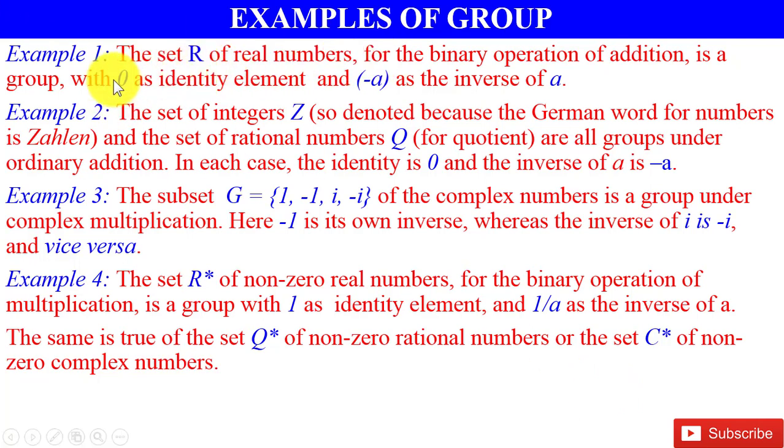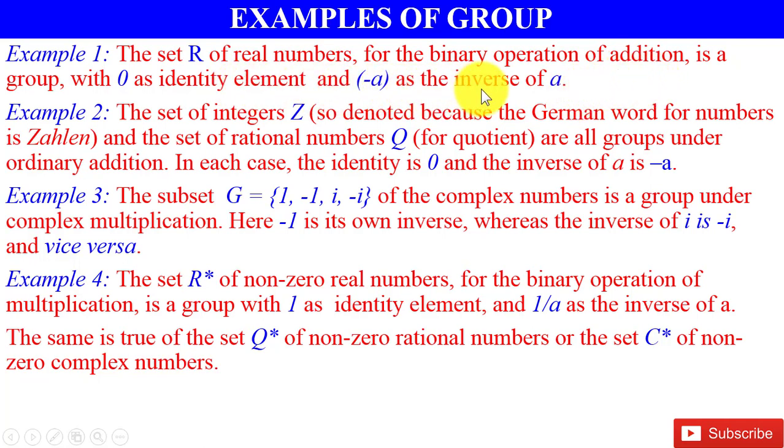Now, examples of group. Example 1. The set R of real numbers for the binary operation of addition is a group with 0 as the identity element and minus A as the inverse of A. Here the inverse of 5 is minus 5, inverse of 6 is minus 6, etc.